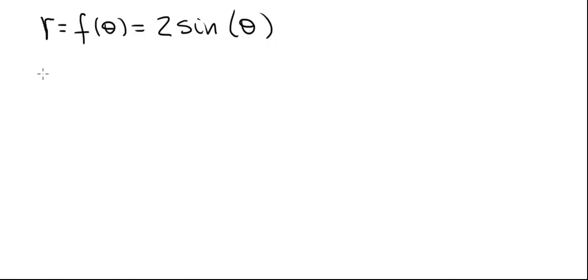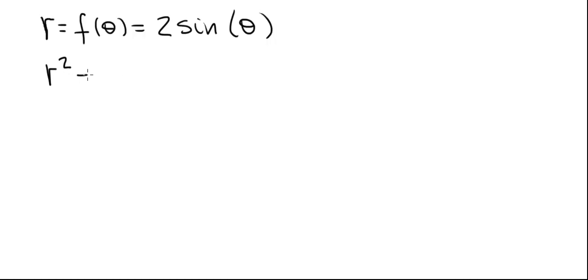We're going to sketch the graph of the polar equation r equals f of theta equals 2 times sine of theta. We'll do this in two different ways. The first way is to find an equivalent equation in rectangular coordinates. We'll multiply both sides by r.